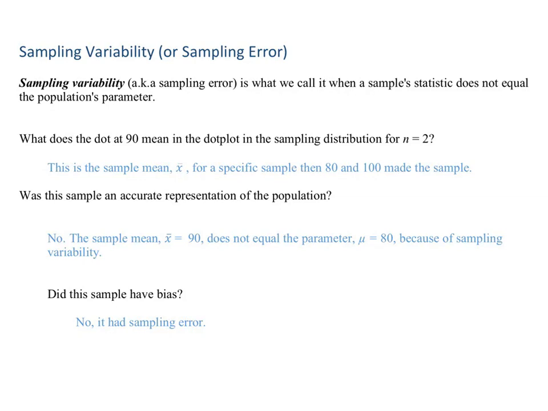Does that mean that there was bias? No. Not really. What it means is there was sampling error. There's sampling variability. That's when the sample does not equal the population. So was it accurate? Well, of course not. Does it mean that it had bias? No, there was nothing wrong with that sampling process. It was done perfectly randomly. However, the sample itself was not perfectly representative of the population. That's sampling error.